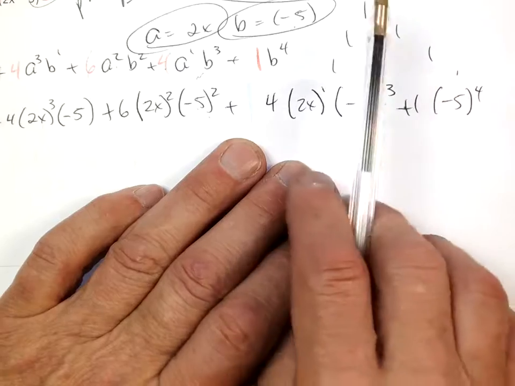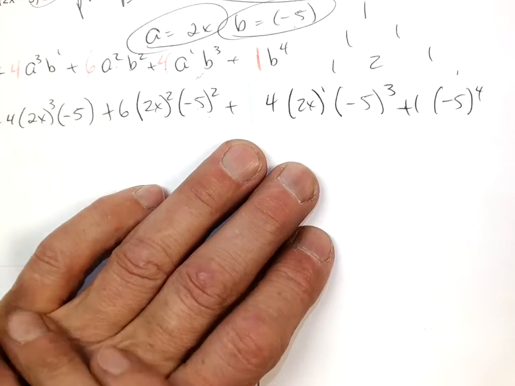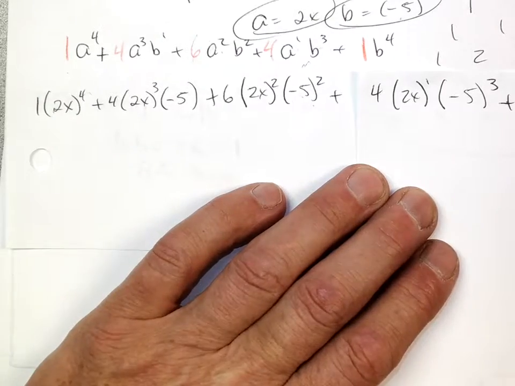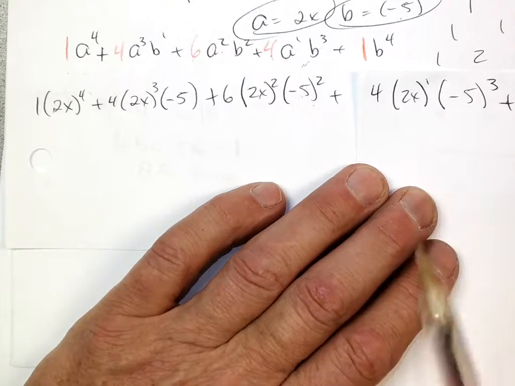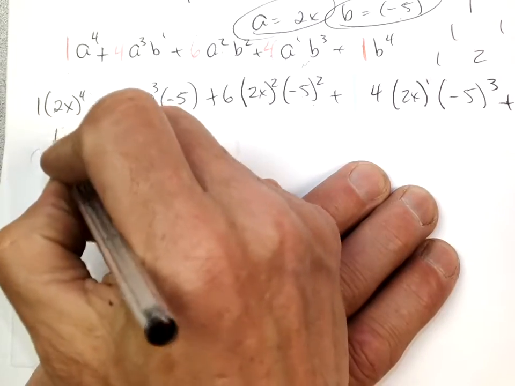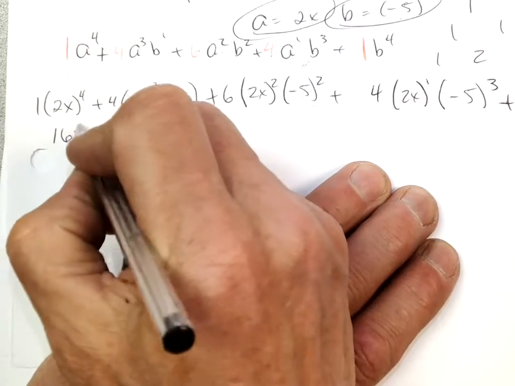Do you mind if I do it step by step? It'll take us a little bit longer, but we should be able to get the right answer, okay? So step by step. 2 to the 4th is 2 times 2 times 2 times 2. 2 times 2 is 4, times 2 is 8, times 2 is 16. So we get 16x to the 4th.